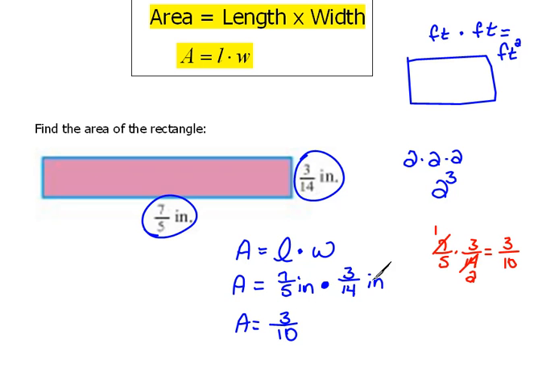And then when we multiply inches to inches, that's the same thing as saying inches squared. Remember, again, that notation means that you're multiplying something to itself two times, and what you're multiplying would be inches. So our area would be 3/10 square inches.